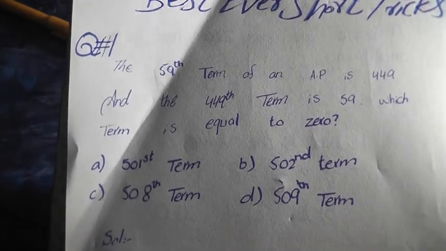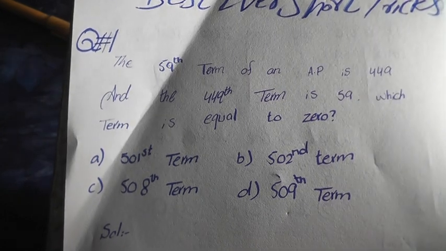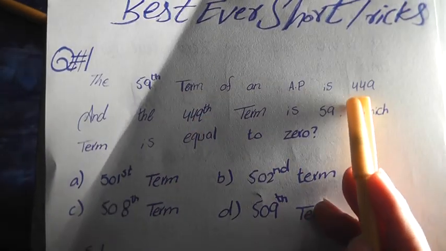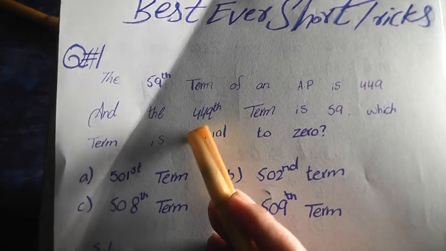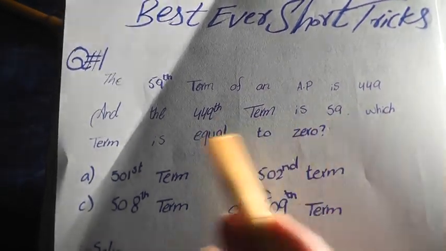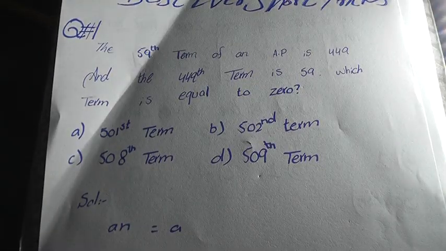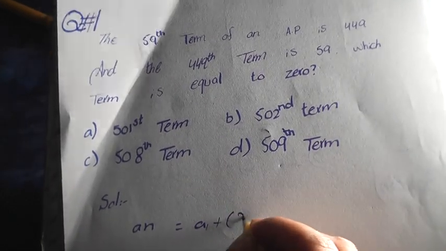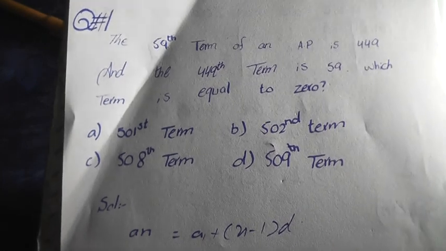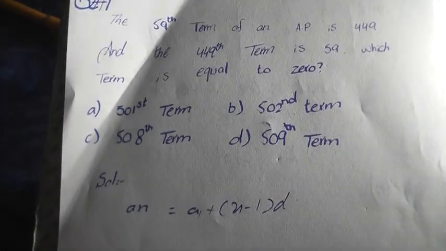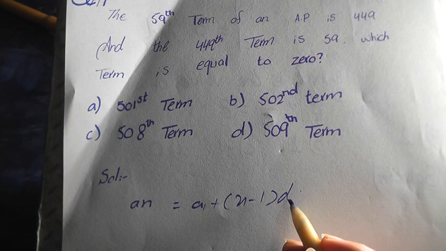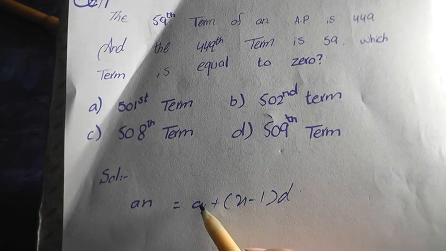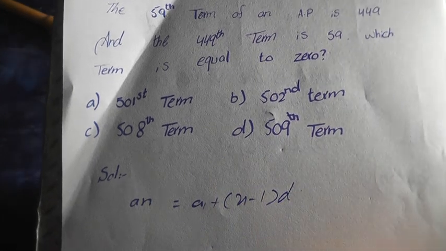We will also solve it with a very short trick. Let's start. The 59th term of an AP is 449 and the 449th term is 59. Then which term is equal to 0? So a_n is the formula to find the nth term. The nth term is equal to a1 plus (n minus 1) times d. That is the formula to find the nth term. d is the difference between terms and n is the number of the term. a1 is the first term of the arithmetic progression.